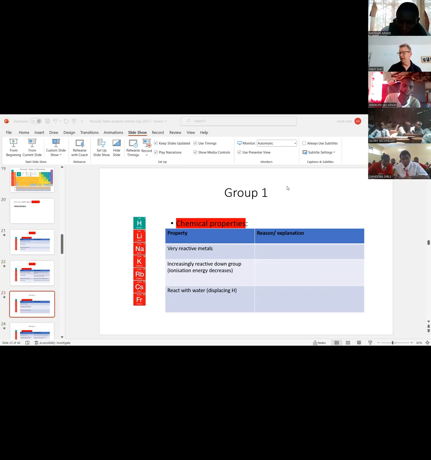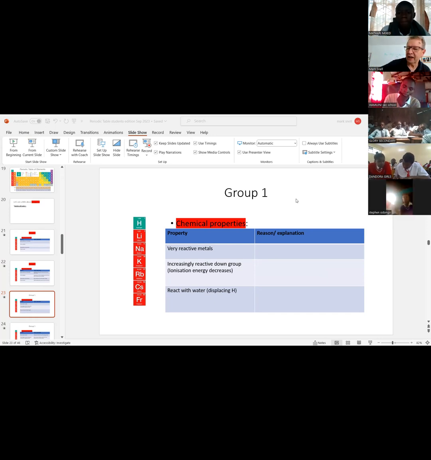The first thing is they are very reactive metals. They are the most reactive metals of their period. They get more reactive as you go down the group, and they react with water and oxygen and chlorine quite violently. Even lithium, if you get enough of it in a small amount of water, will catch fire.